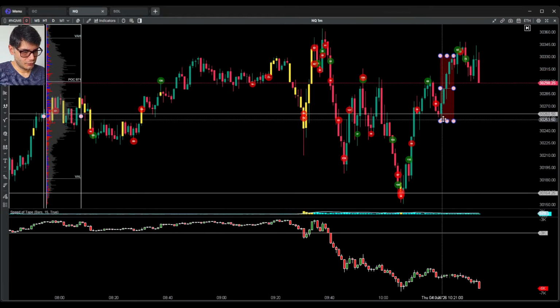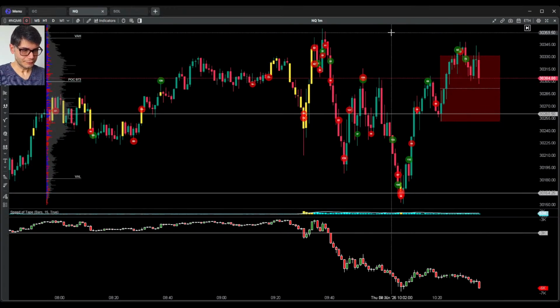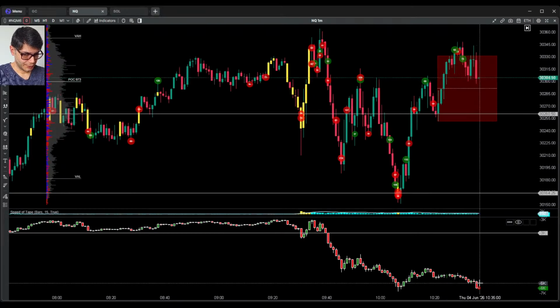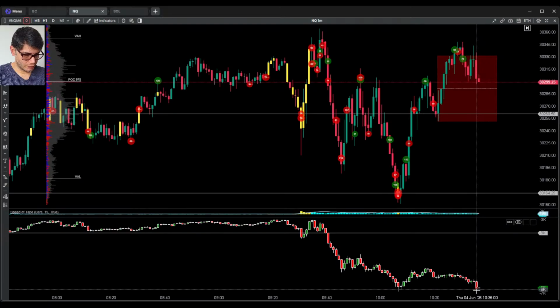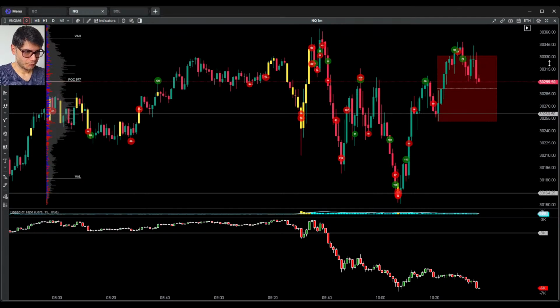Okay. Let's see if they can invert this. If they can invert this, then things will get interesting. Once again, there's a ton of effort by sellers to push the price lower, but the price is not following. We have passive buyers. The market is filled with passive buyers. Oh, 90 contracts. They bought it.